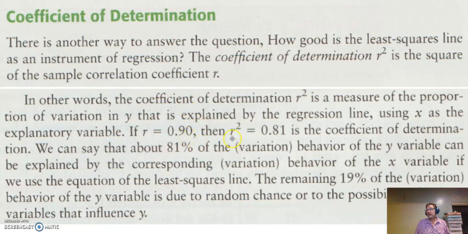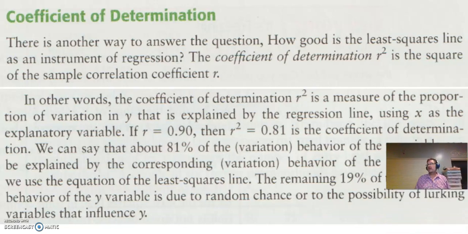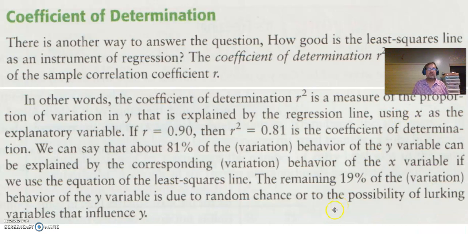If I square it, that is my coefficient of determination. I get 0.81. What this tells us is that about 81% of the change in the y value is related to the change in the x variable. Okay, so if we square r, we get r squared. That's the percent that I can say y changes because of x. Well, I know what you're saying. Well, what about the other 19%? Well, that other 19% is either a lurking variable or random chance or noise or something else.